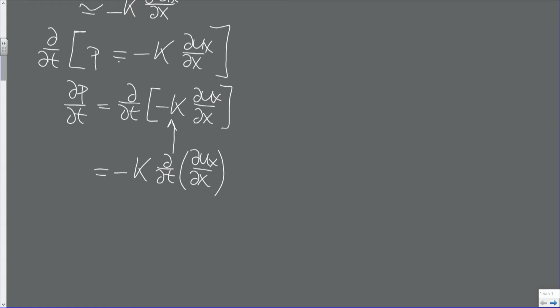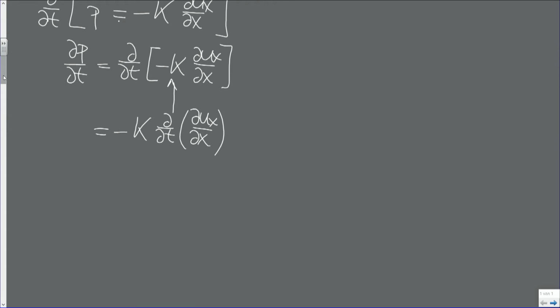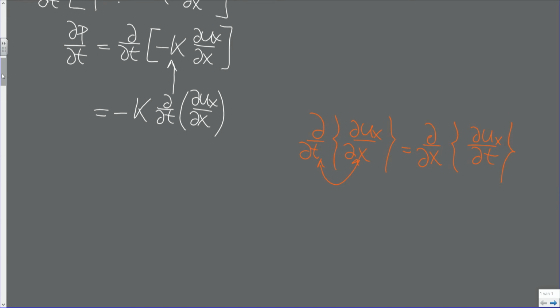Now I would like to apply the rules of partial differentiation, that it's commutative. That means I can interchange dx and dt. So I'll write it down. I can write that d/dt of dUx/dx can be written as, I interchange these two, because it's a rule of partial differentiation, d/dx of dUx/dt. We are going to substitute this into this equation. So what we get there is dP/dt is minus K, and now this is interchanged, d/dx of dUx/dt.